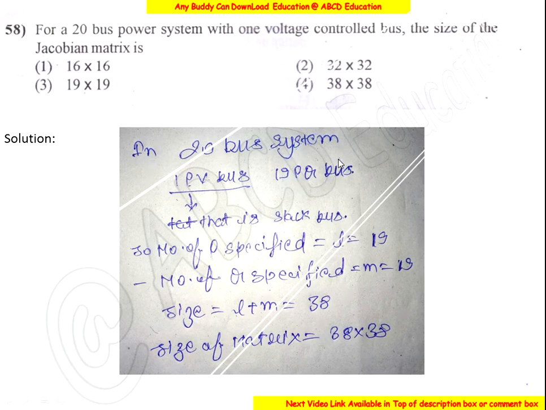Now, in these PQ buses, the number of P specified is equal to L, which is 19, and the number of Q specified is equal to M, so it is 19. So the total size equals L plus M, that is 38. So the size of the Jacobian matrix is 38 by 38. So the answer is 4.